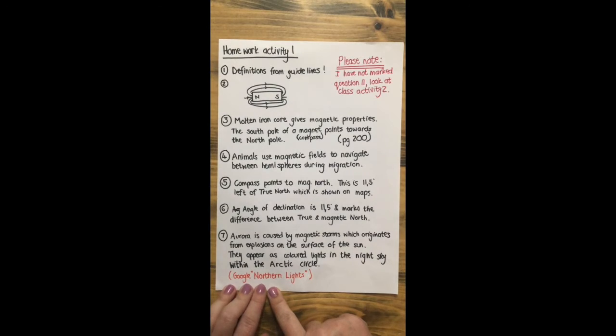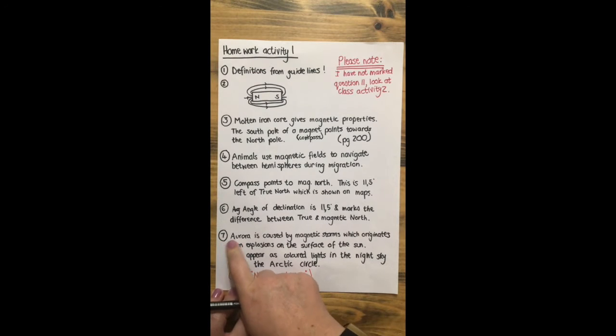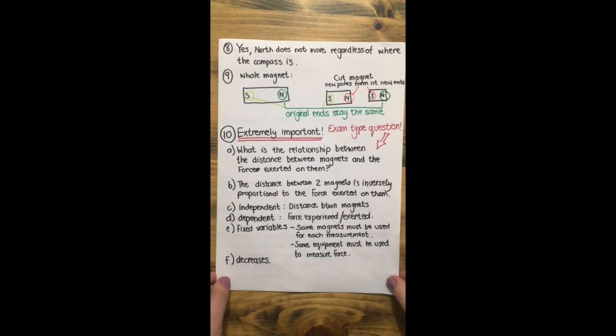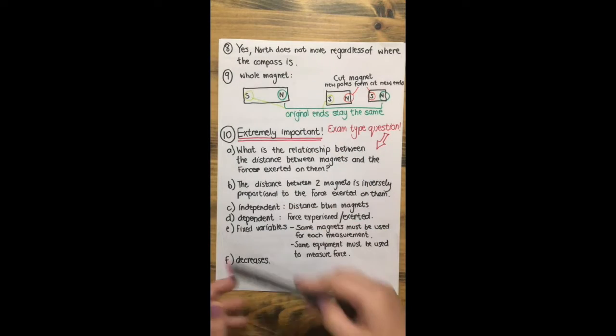Okay, you can Google Northern Lights or sky in Finland, for a visual of what an aurora is and how it is caused by a magnetic storm. There's plenty of stuff on YouTube about magnetic storms, auroras, and northern lights. So here are questions 8 and 9.